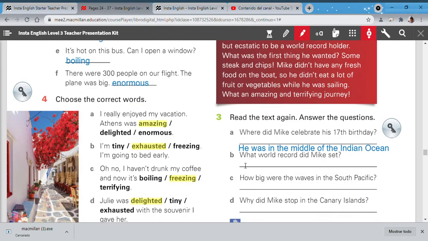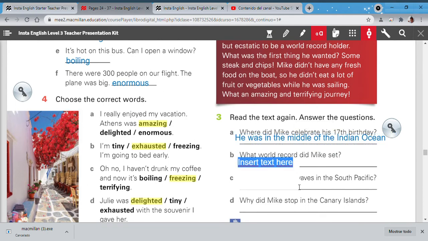Teacher, what is solo? Solo is individual. No, he hasn't had any helper. No, he was alone. Excuse me. Much better here. So the answer is he was the youngest person to sail around the world solo. That's the answer.